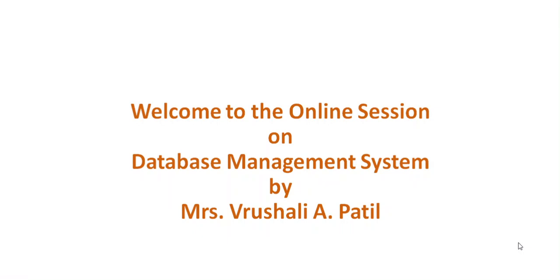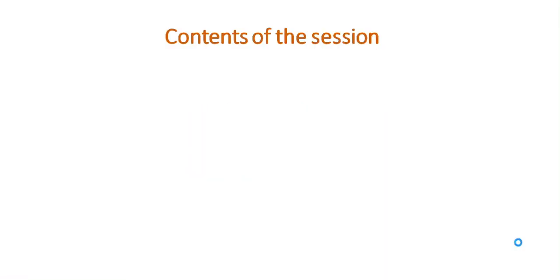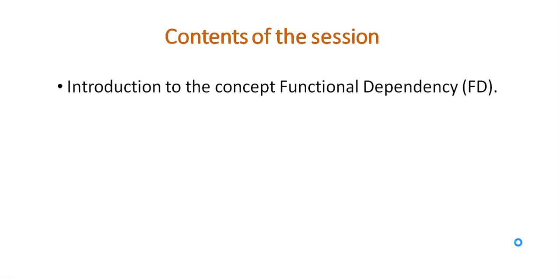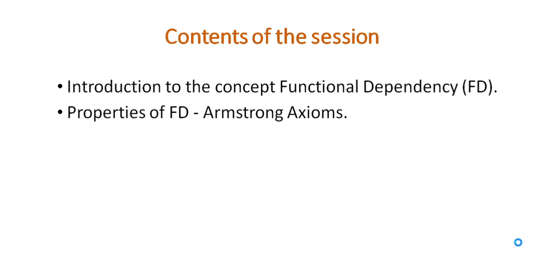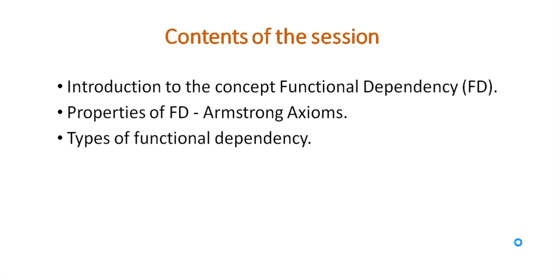In last session we have studied the concept of keys in relational model: super keys, candidate keys and primary keys. In today's session we are going to study about functional dependency in relational model. So the contents of today's session are introduction to the concept of functional dependency, properties of functional dependency, which are also called Armstrong axioms, and types of functional dependency.